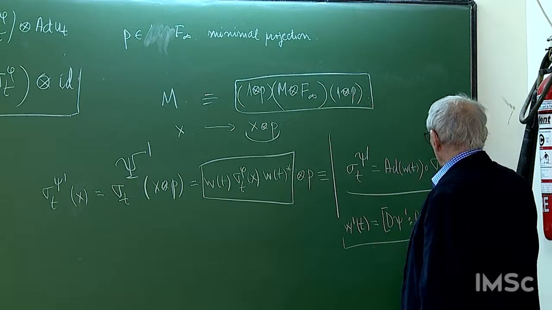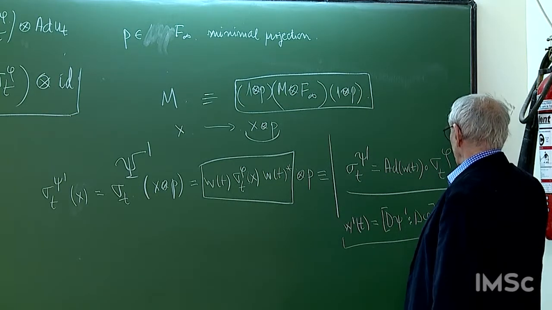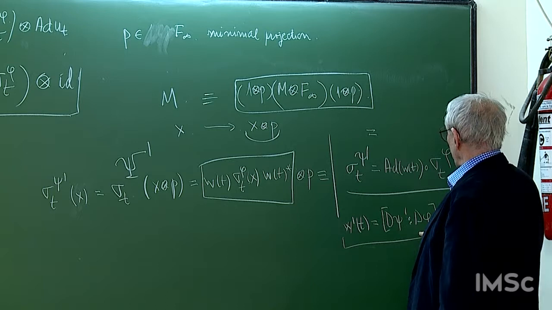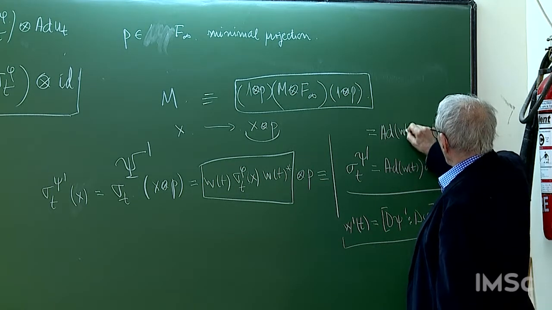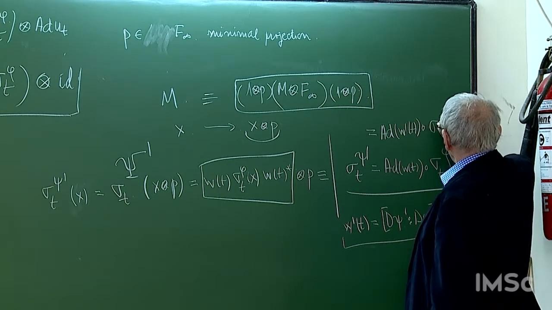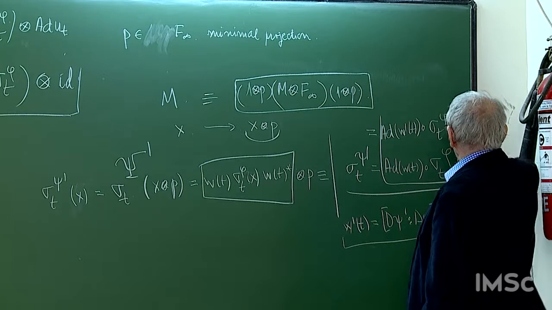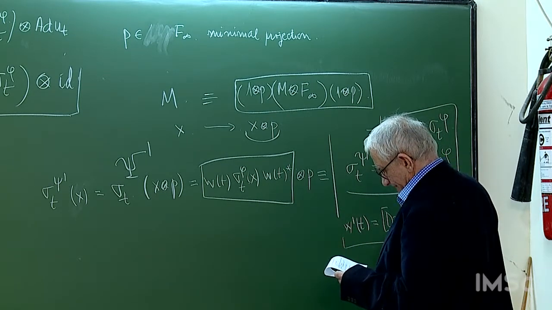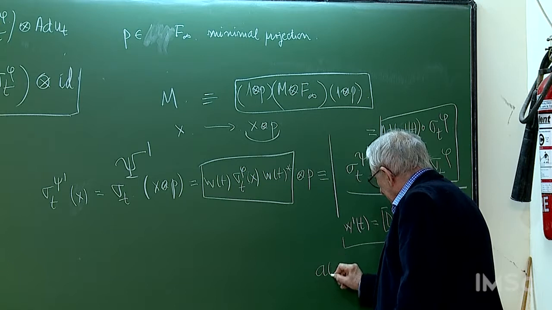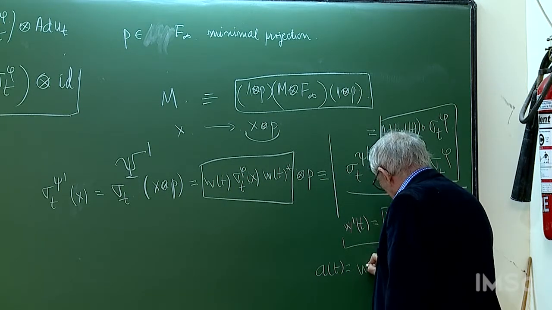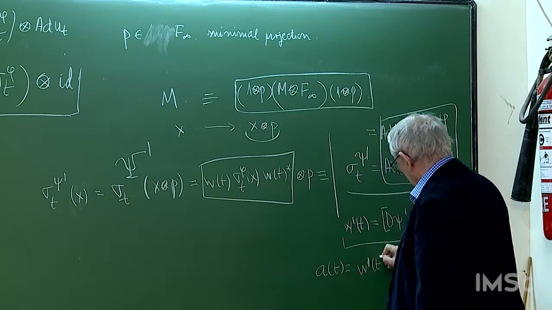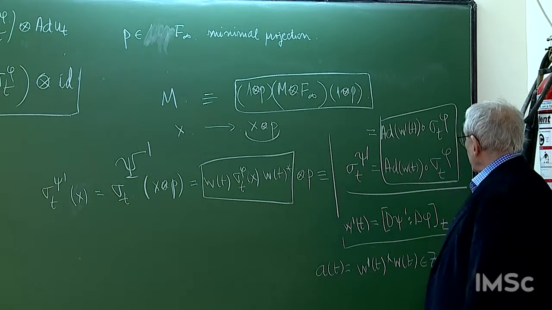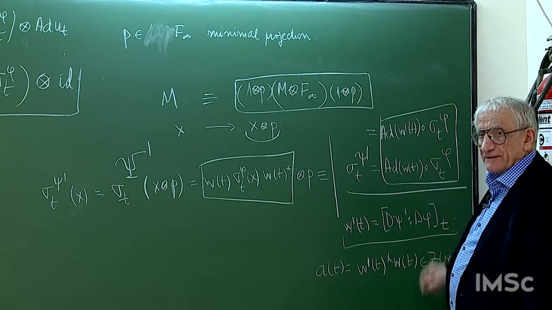Okay. And then what you have? You have on one side that this is equal to this one, and on the other side, because of this thing, it's equal to Ad of v prime t composition with sigma t phi. So these two things are equal, which means in particular that we have this W prime t star W t. This is in the center of M. It's in the center of M because of this equality in here.